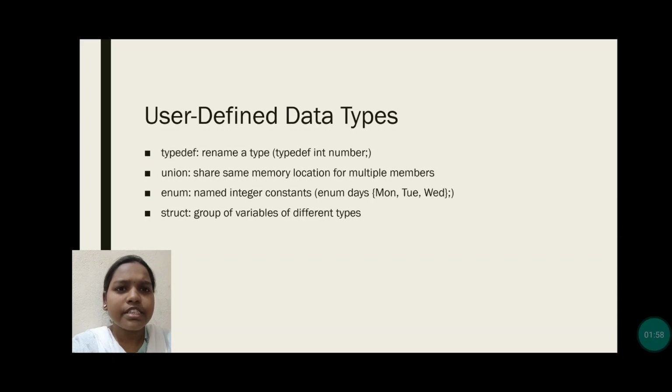And here is user defined data types. User defined data types are type definition data types, union data types, enumerated data types and structures. Type definitions rename a type, and union shares the same memory location for multiple members. Enumerated data types are named integer constants. Structures are groups of variables of different types.